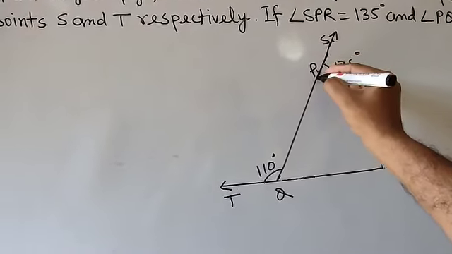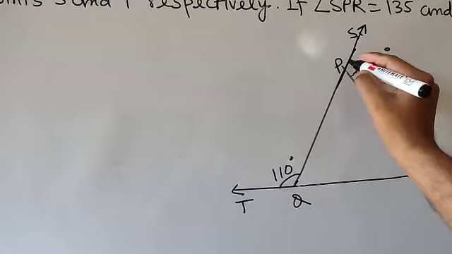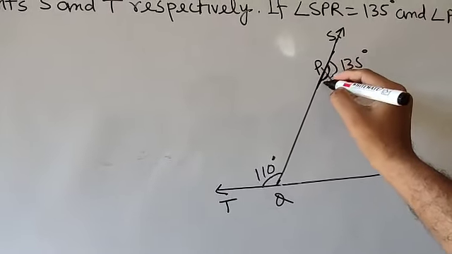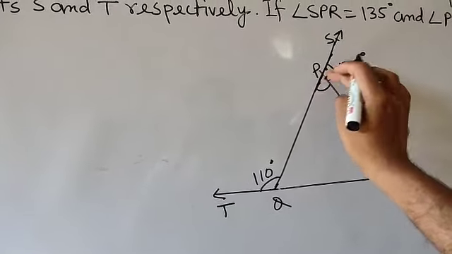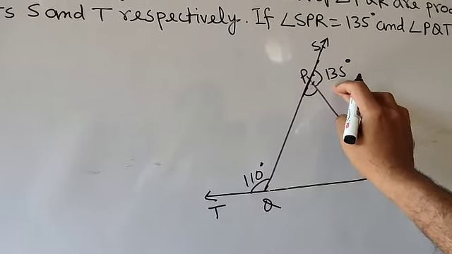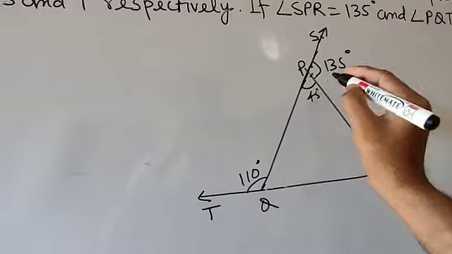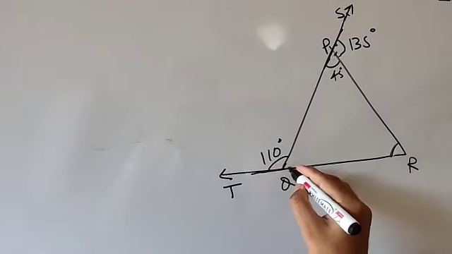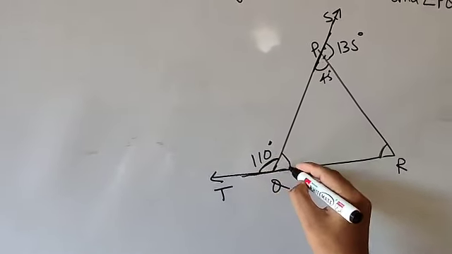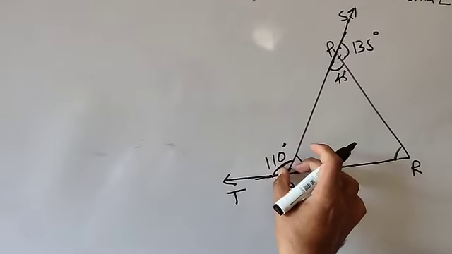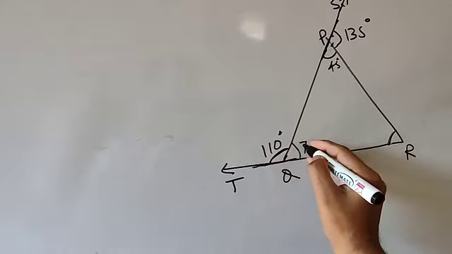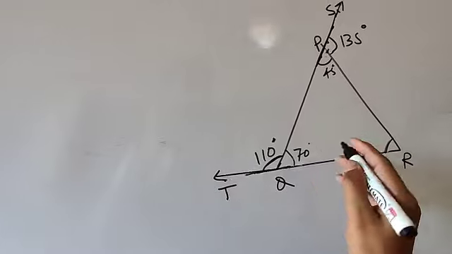So students, here it is a straight line. So what will be this angle? That will be 180. Then this angle will be 180 minus 135 by linear pair of angles. So 180 minus 135 is equal to 45 degrees. In the same way, here it is a straight line. So if it is 110, then the sum of these two will be 180. So this angle will be 180 minus 110, which is 70 degrees.